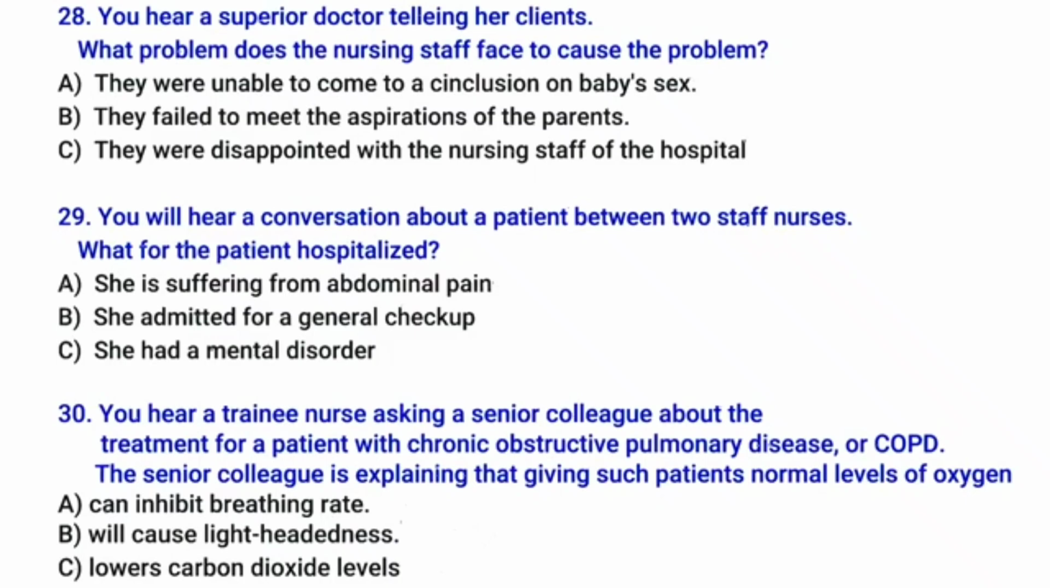Question 30. Now read the question. You hear a trainee nurse asking a senior colleague about the treatment for a patient with chronic obstructive pulmonary disease, or COPD.